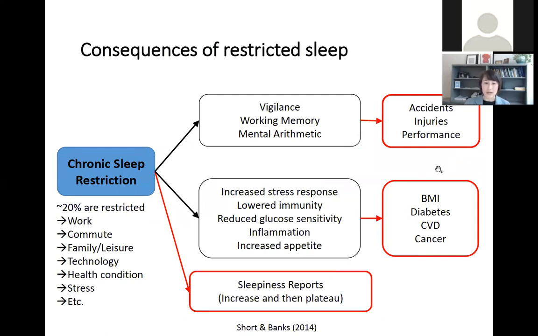Okay, and I apologize, I had animation on these slides, but the animation is not working, so I'll try to walk you through carefully some of these more complex diagrams.